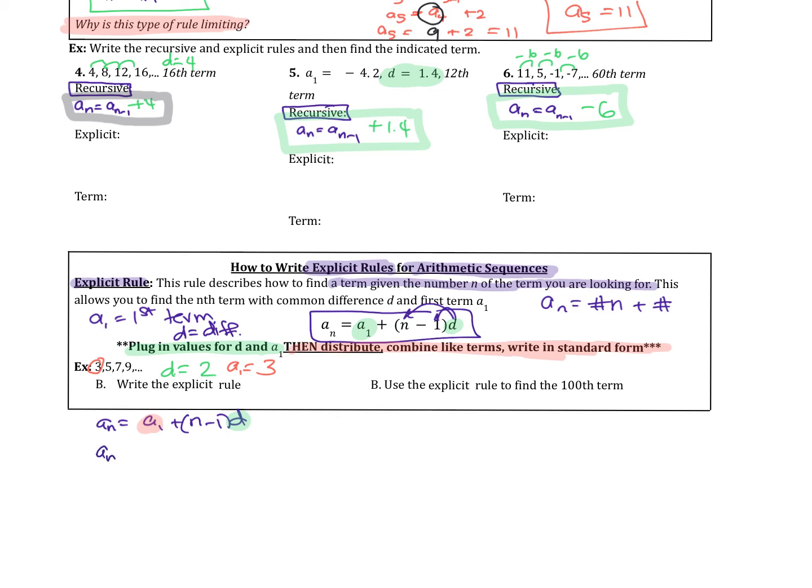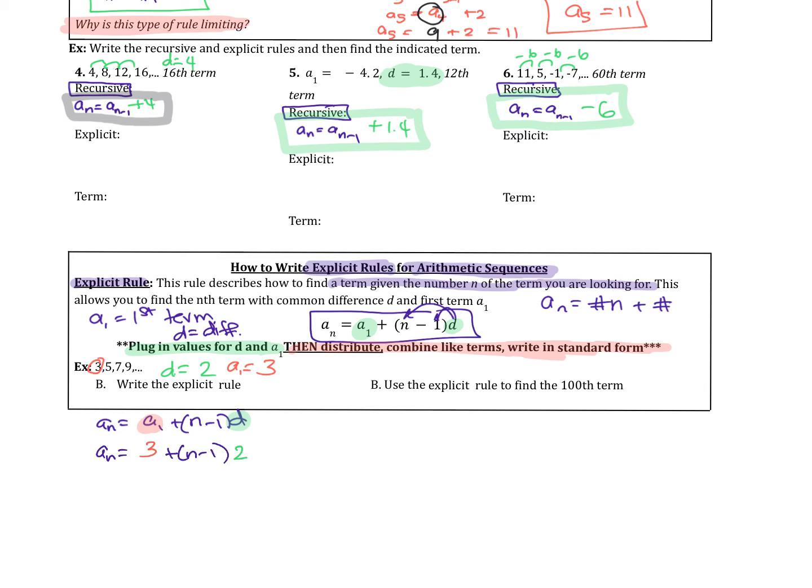So a sub n is going to equal our first term, which is 3, plus n minus 1. We're not plugging anything in for n because our goal is to have an equation that still has an n in it at the very end, so that if I want the 100th term, I'm going to plug in 100 for n. If I want the 12th term, I'm going to plug in 12 for n. So in this rule, we should still have an n. The last thing we need to do is plug in our common difference, which is 2.